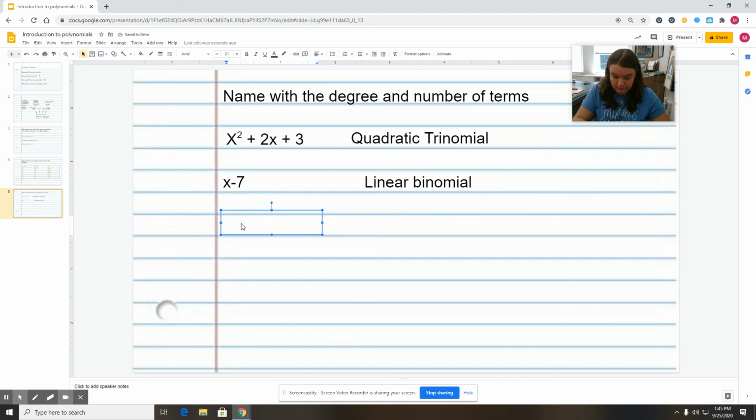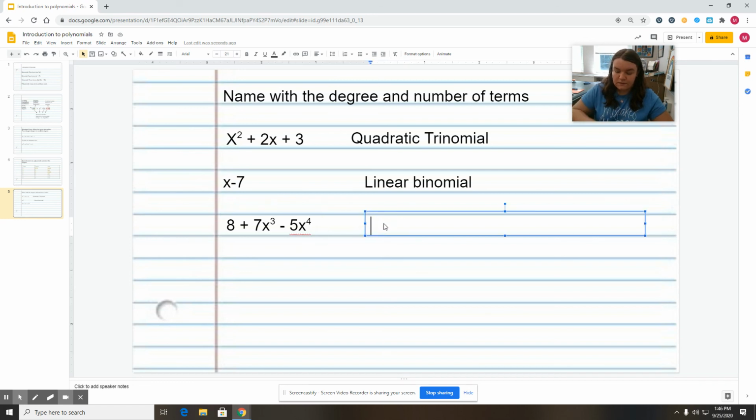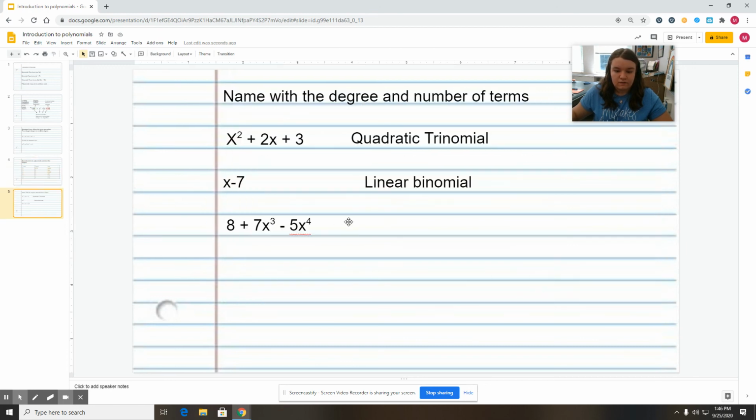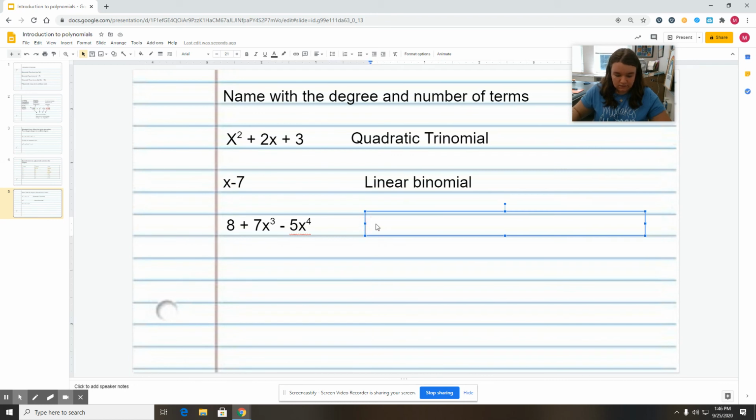Last example, we have 8 plus 7x to the third minus 5x to the fifth. Please notice this is not written in standard form. Look, the x to the fourth, our highest degree, is all the way at the end. So we'd want to flip that around. But because x to the fourth is its highest degree, that would be a quartic function. So I'm going to write a quartic, and then there's 3 terms again. So a quartic trinomial.